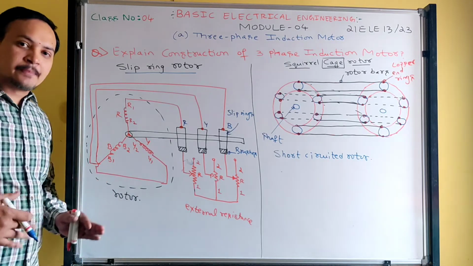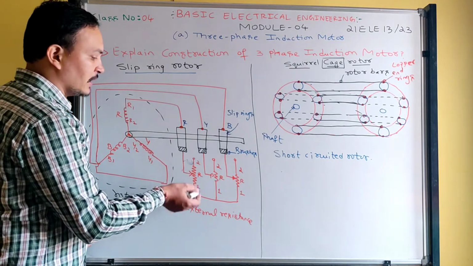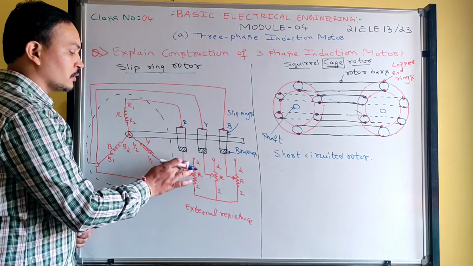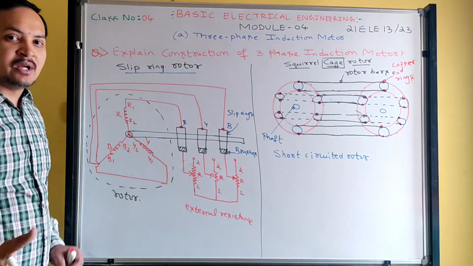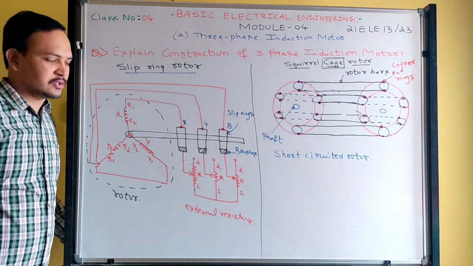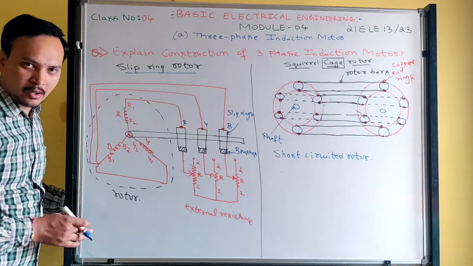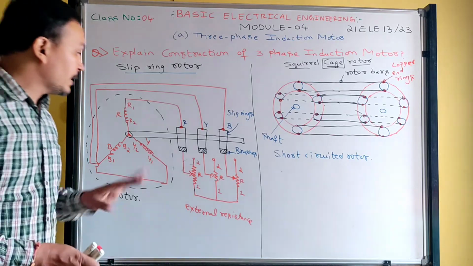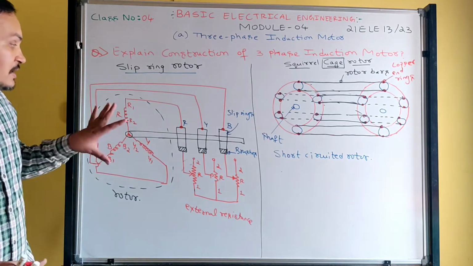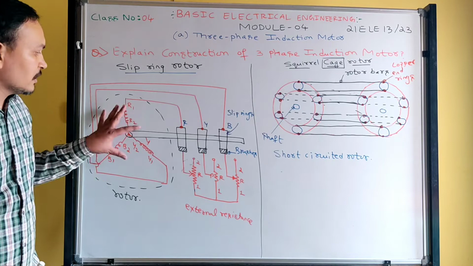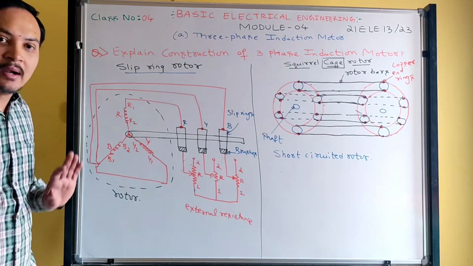Once the rotor picks up its speed, then you can start varying the external resistor so that you can get the required speed that you needed. Okay, got it? So this is how the construction of the slip ring rotor is. Slip ring rotor construction is similar to the stator winding construction. The stator also has 3 windings, and here also 3 windings.